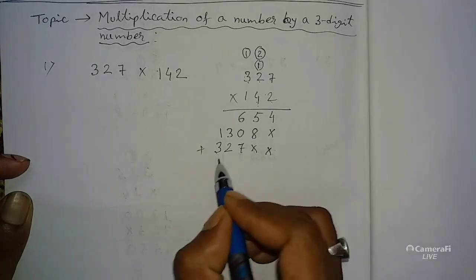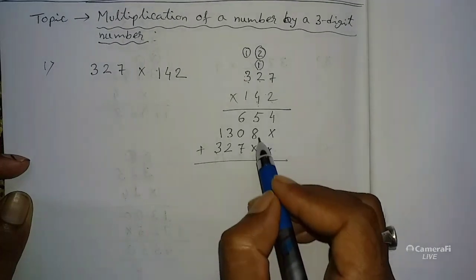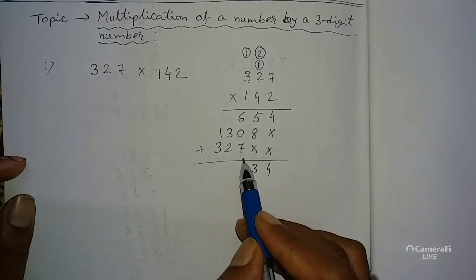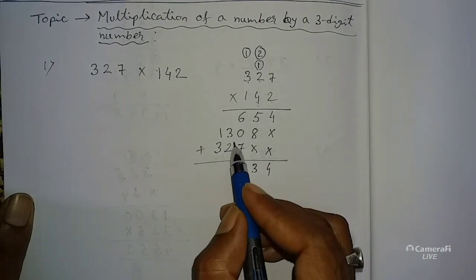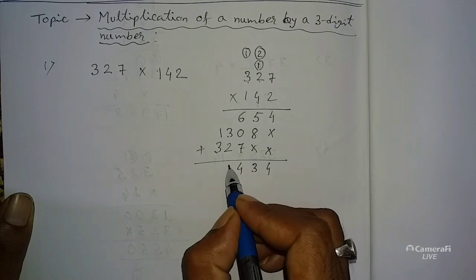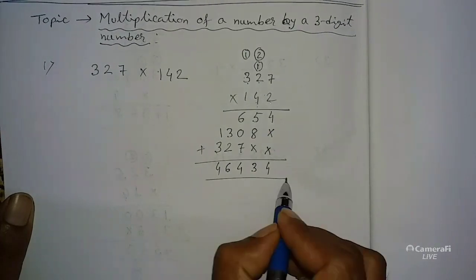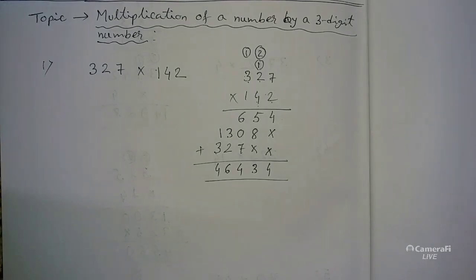Now we have to add all these rows. First 4, 5 plus 8, 13, 3, 1 carry. 6 plus 7, 13 plus 1 carry, 14, 4, again 1 carry. 3 plus 2, 5 plus carry 1, 6, and 3 plus 1, 4. So we get the result 46,434.